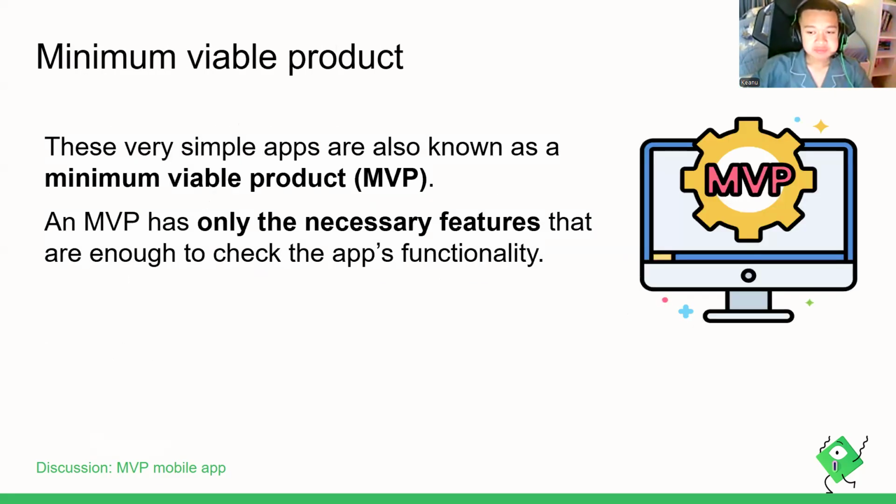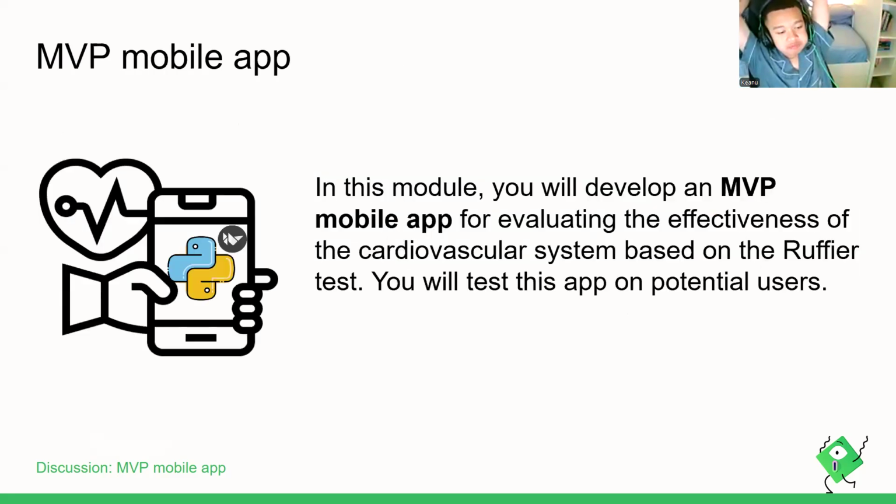So basically, we will go for the minimum first. We can call it MVP, which consists of the minimum viable product. These very simple apps are known as this one. An MVP has only the necessary features that are enough to check the app's functionality. We have also the MVP mobile app.